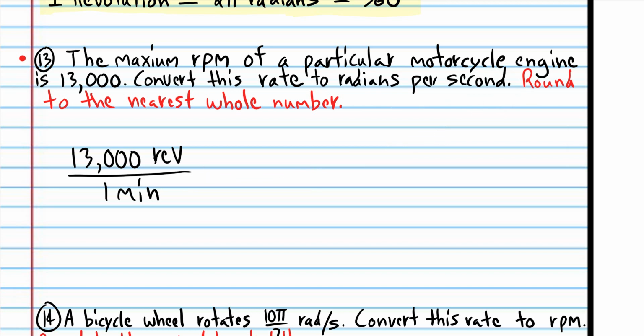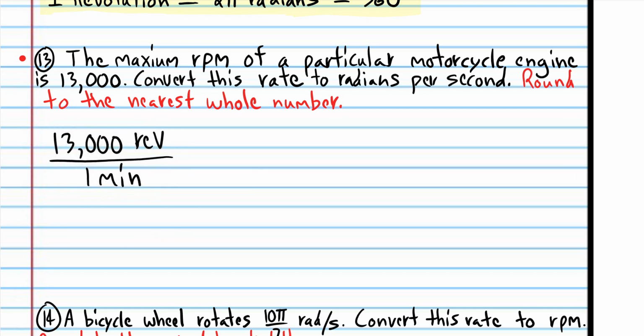So we need to convert revolutions, and then once we're done converting revolutions to radians, we're going to convert minutes to seconds. So it's important to understand that we can do this using steps. So I'm going to convert from revolutions to radians. So there's 1 revolution in 2 pi radians.